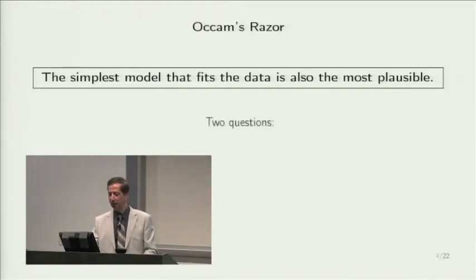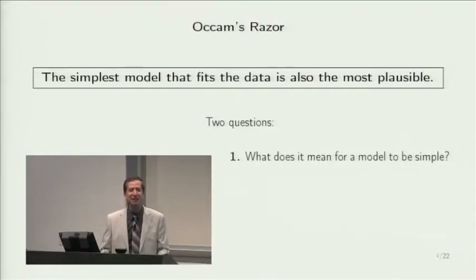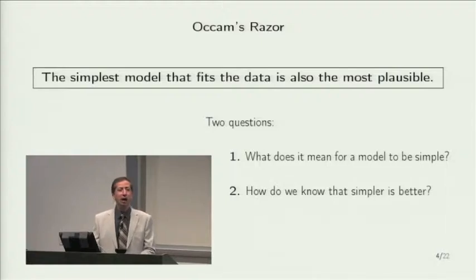The first one is, what does it mean for a model to be simple? It turns out to be a complex question, but we will see that it's actually manageable in very concrete terms. The second question is, how do we know that this is the case? How do we know that simpler is better in terms of performance? So we'll take one question at a time and address it.